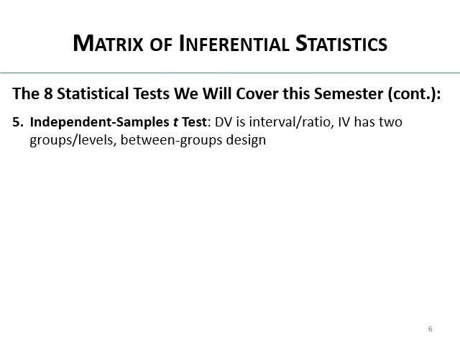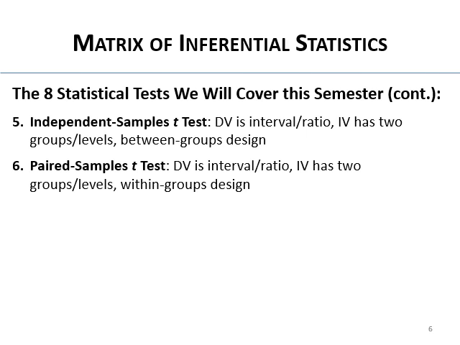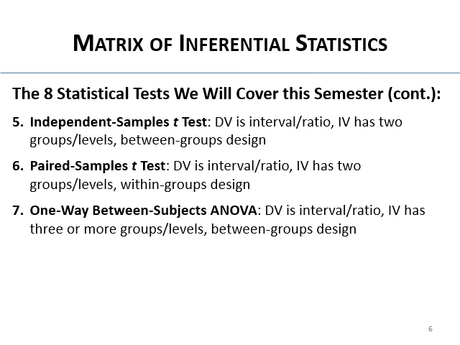Continuing, we've got the independent samples t-test. This is when you've got a DV that is interval or ratio, the IV has 2 levels, and you've got a between groups design. And we have the within groups equivalent of that. It's called the paired samples t-test. Same thing, except that you've got a within groups design. DV is interval or ratio, IV has 2 levels, within groups design, that's a paired samples t.